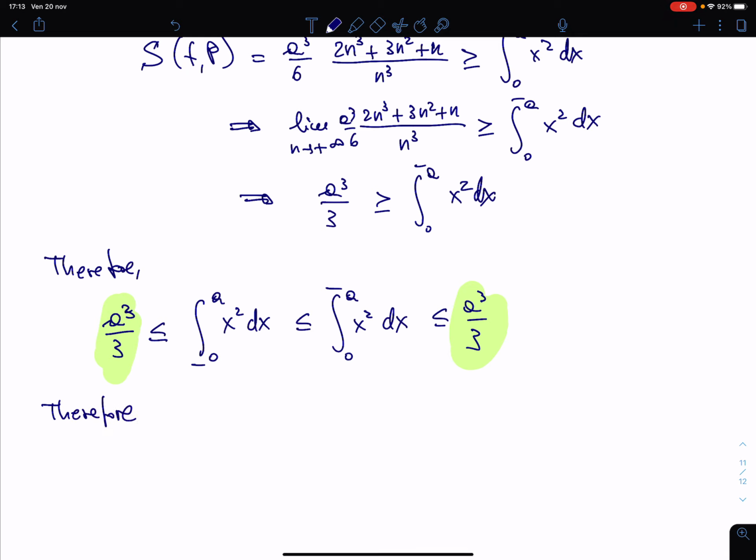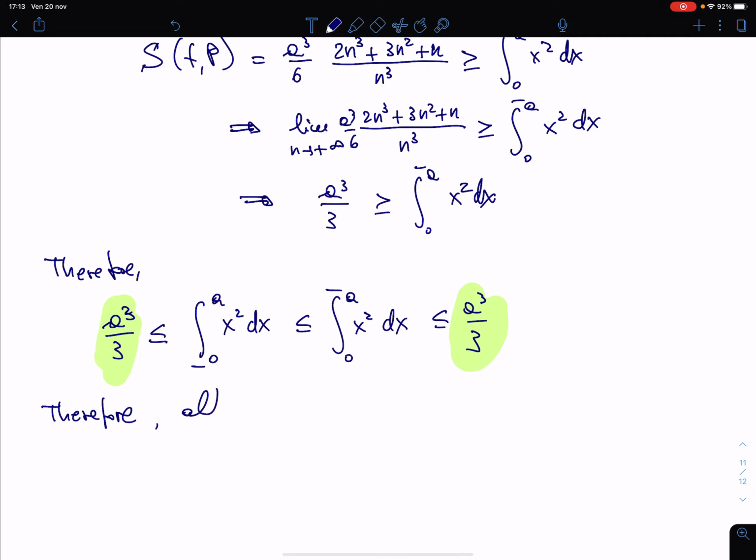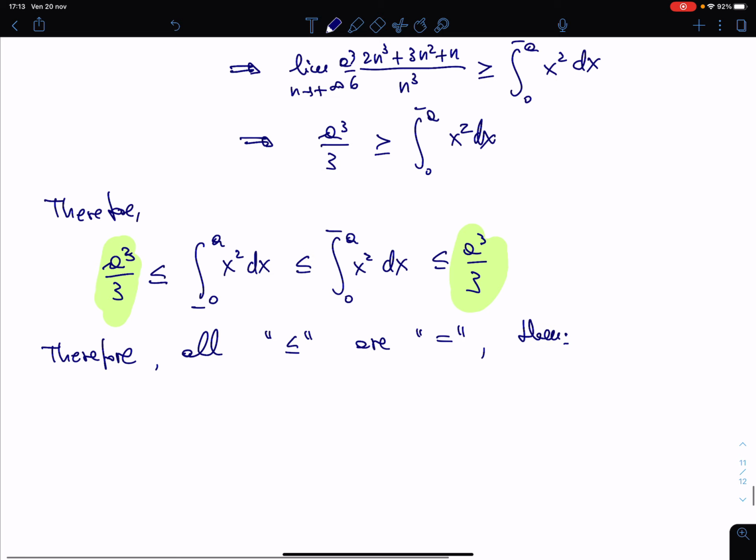So it is a sort of circular stuff. So it holds only if all signs here are equal. Therefore, all less or equal are equal. Then, in particular, we have that lower integral is equal to upper integral. Then the function is integrable.